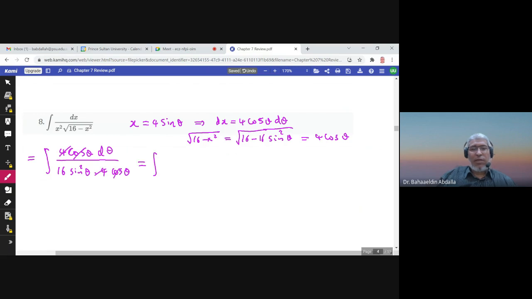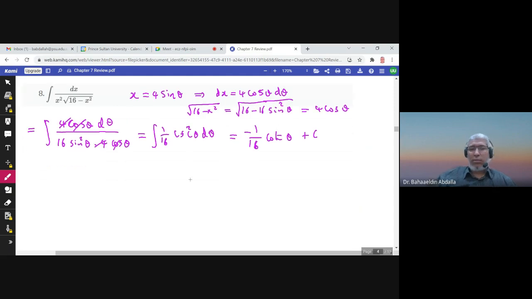cancels. And I'll have 1 over 16, and 1 over sine square is cosecant square theta, and the integral of cosecant square theta is negative cotangent theta. So that's the answer, and now I need to go back from theta to x.